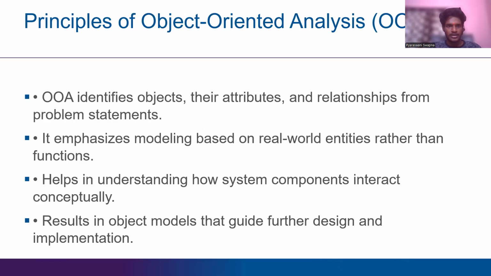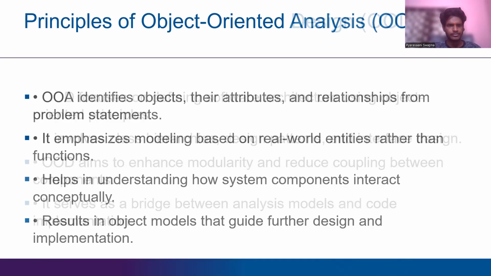OOA identifies objects, their attributes, and relations from problem statements. It emphasizes modeling based on real-world entities rather than functions. It helps in understanding how system components interact conceptually. It results in object models that guide further design and implementation.